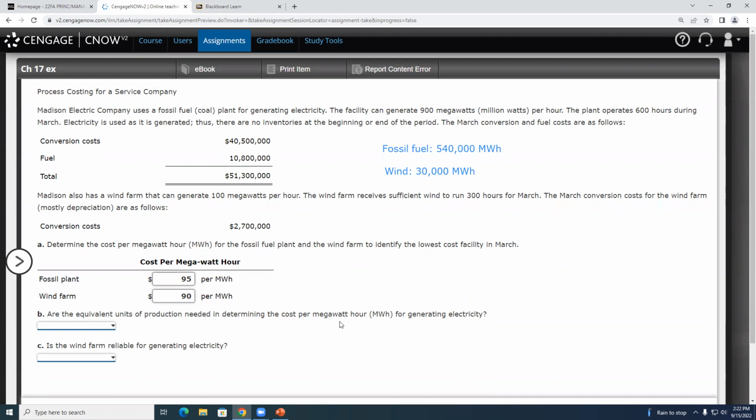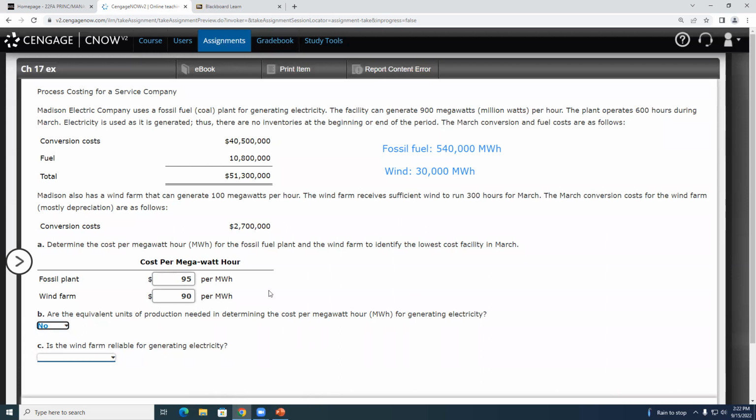Are the equivalent units of production needed in determining the cost per megawatt hour? No, we didn't do anything about equivalent units of production. And one reason that that is true is because there is no inventory. So there's no beginning inventory, there's no ending inventory. The costs that are incurred for the month result directly in the product or the service for the month.